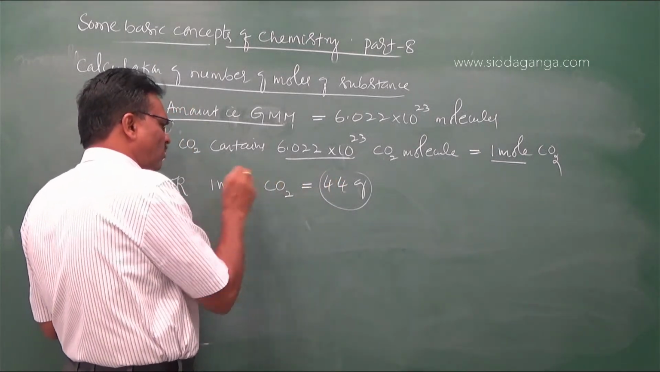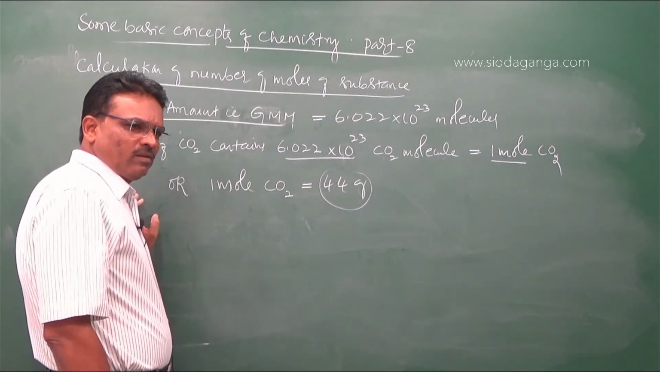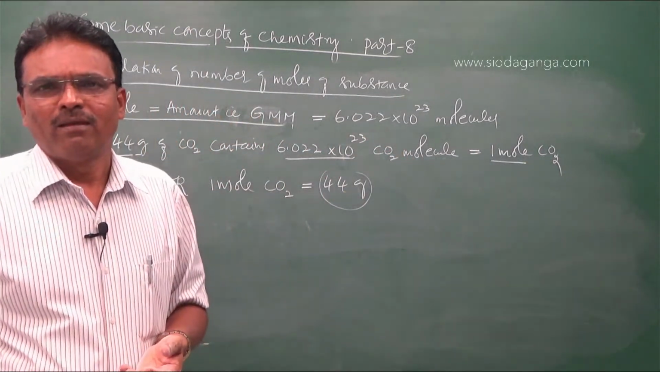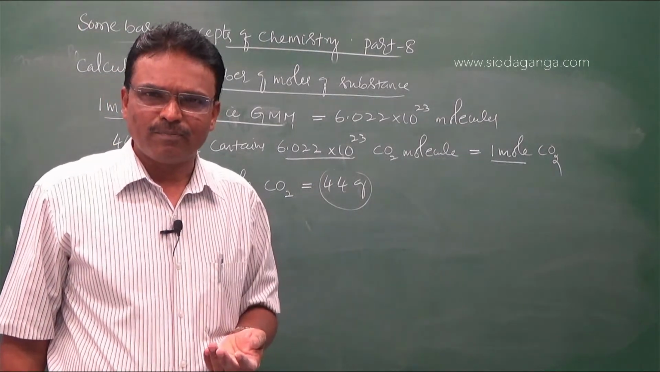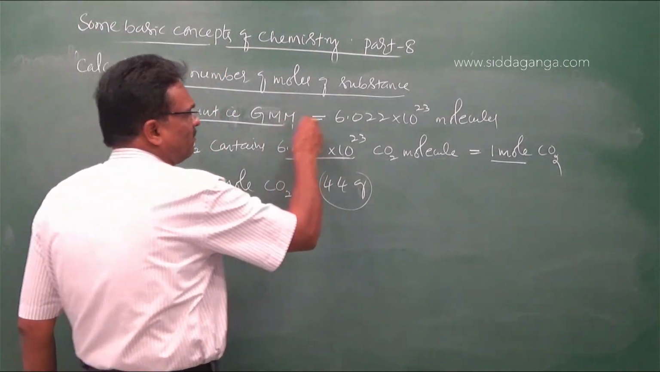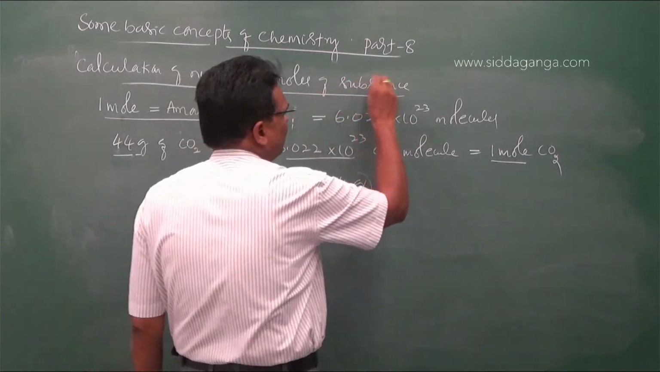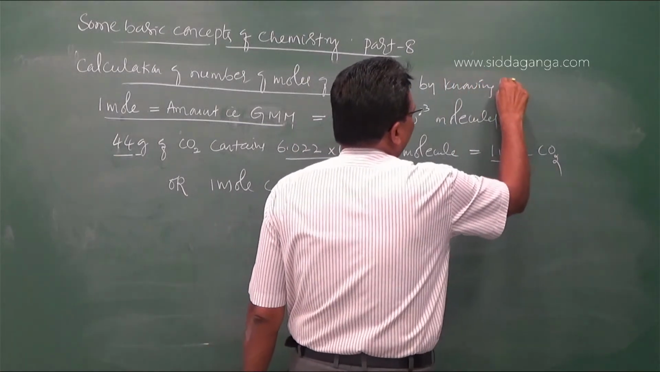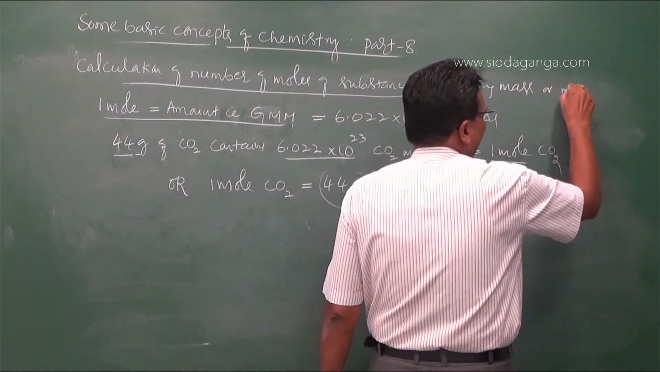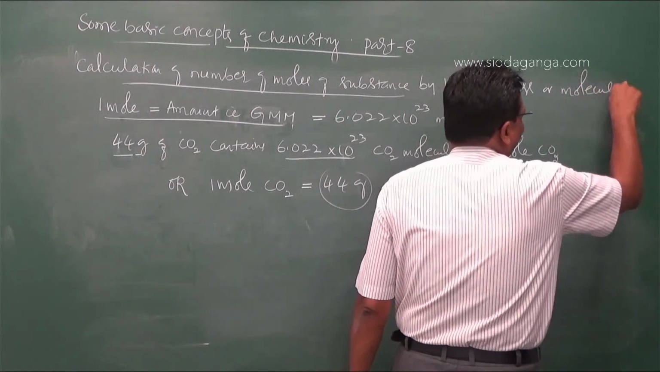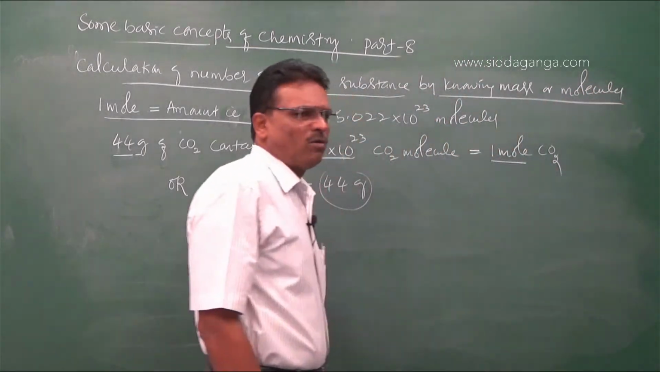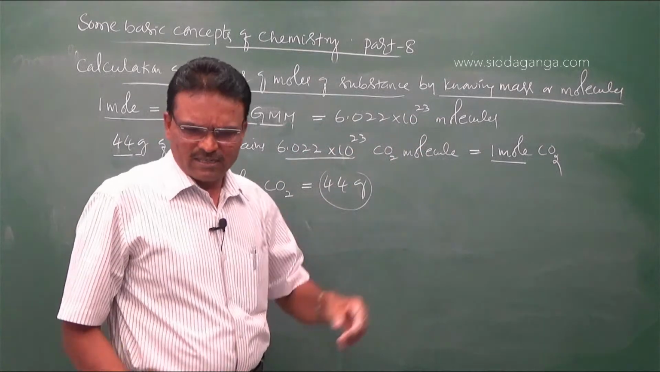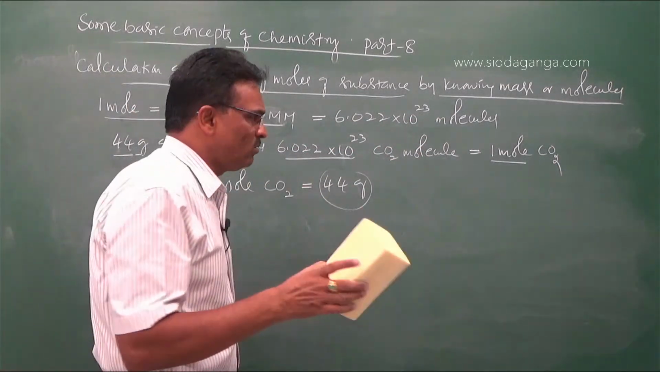44 gram CO2 is nothing but 1 mole of CO2. So by giving the mass or the number of molecules, we can calculate the number of moles of a substance by knowing mass or molecules. So we know that 1 gram molecular mass is nothing but 1 mole.